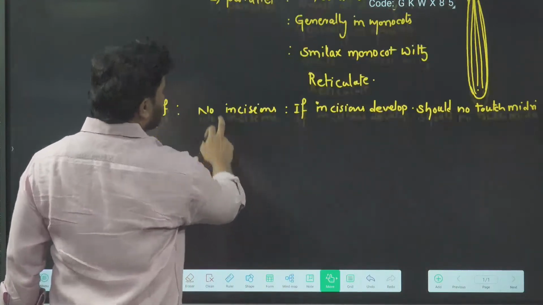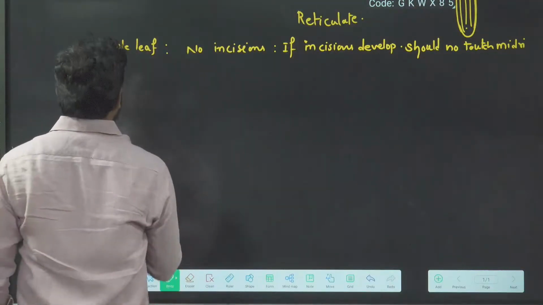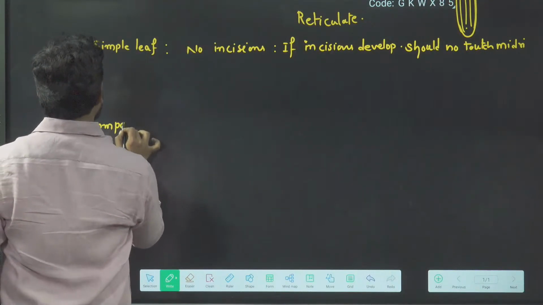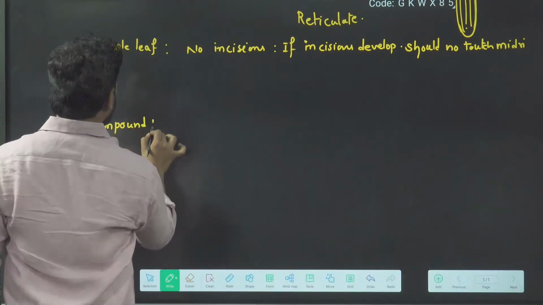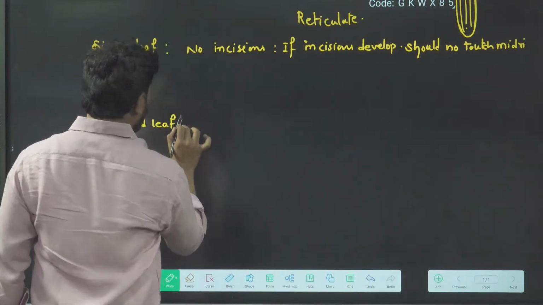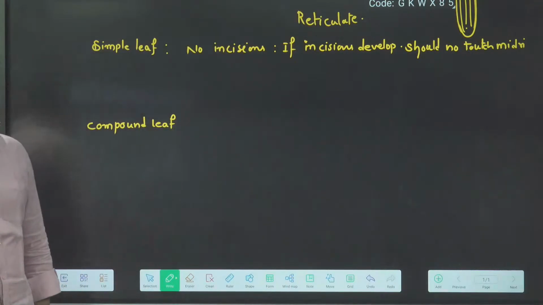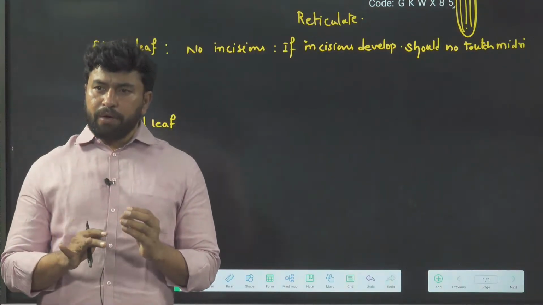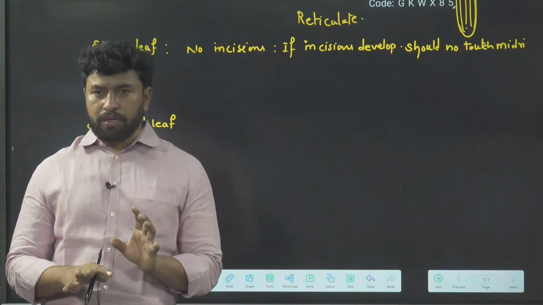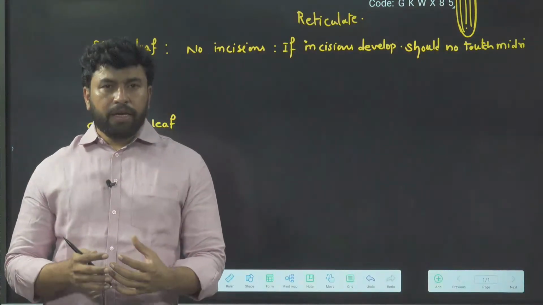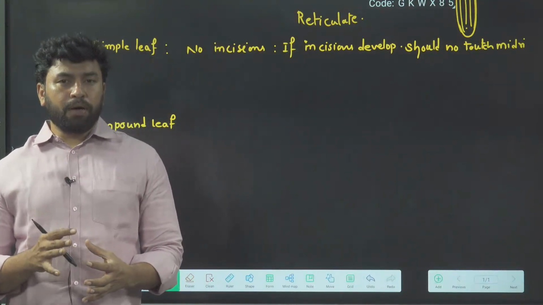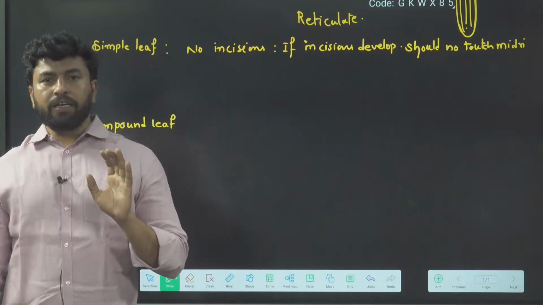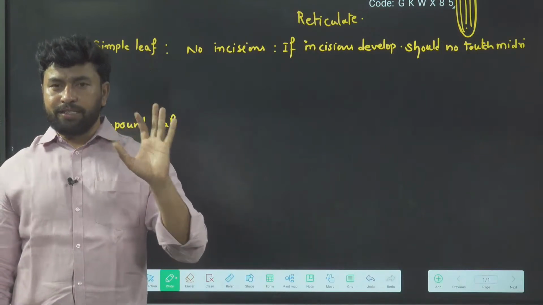Okay. What is a compound leaf? If I take a compound leaf, it will have incisions. Careful. A simple leaf may have incisions, may not. But if you are saying a leaf is compound, definitely the leaf should contain incisions.